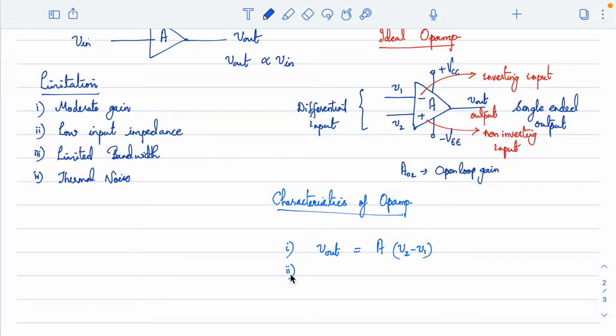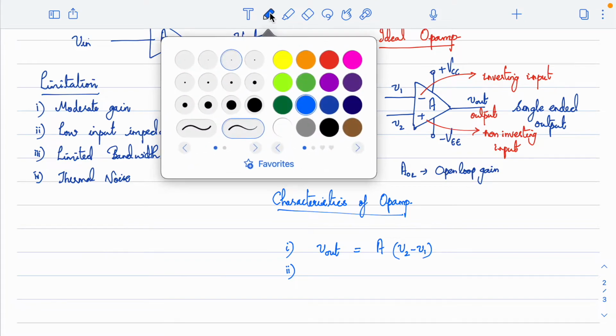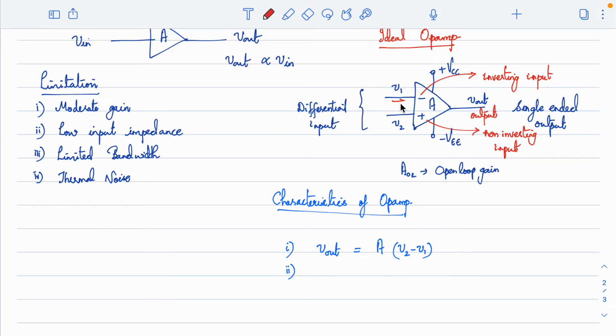Alright. Now the second thing is, if you look at the input terminals of the op amp, so these two are the input terminals, and the op amp is not supposed to draw any current in these two input terminals. So what is the meaning of that? If I say that the op amp is not supposed to draw any current at the input side, what is the implication of that? Can I get your response in the chat?